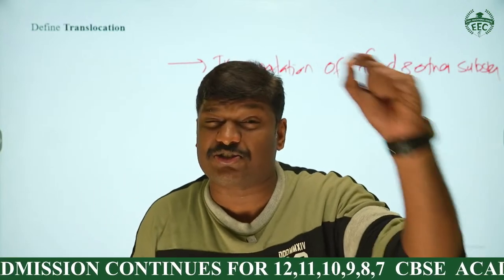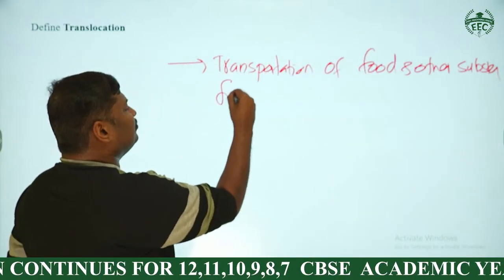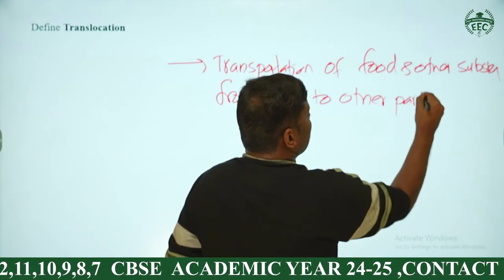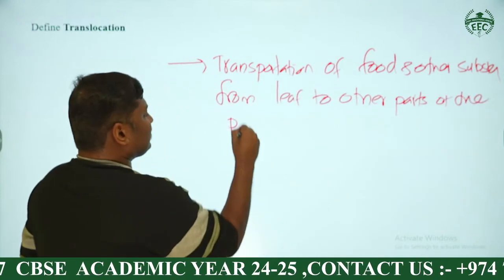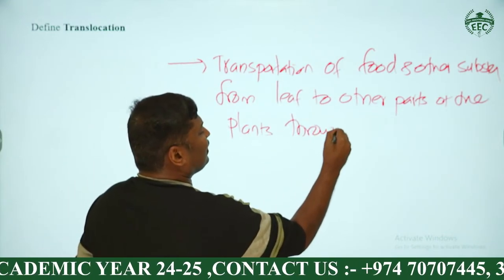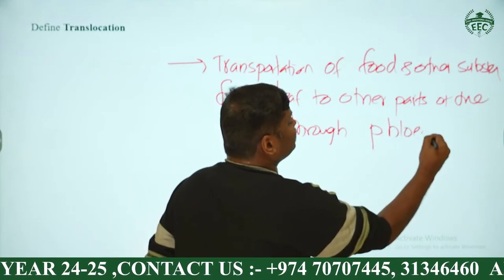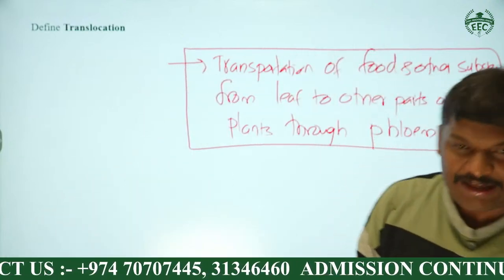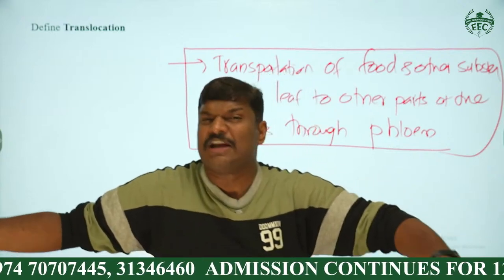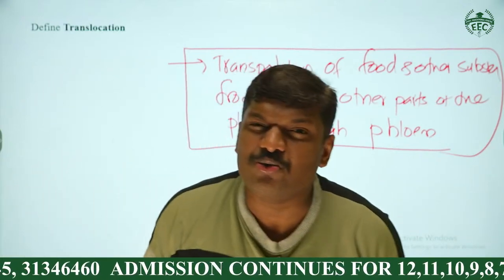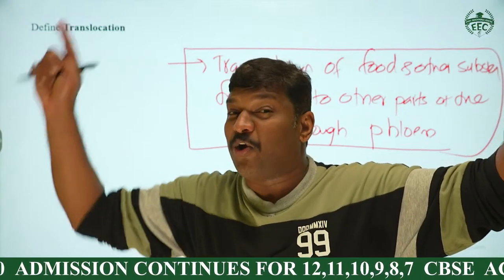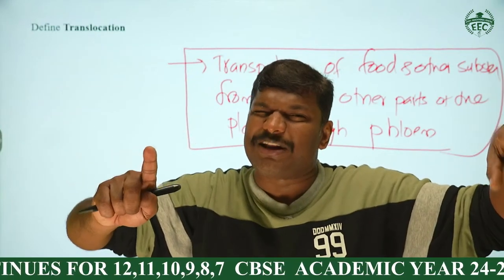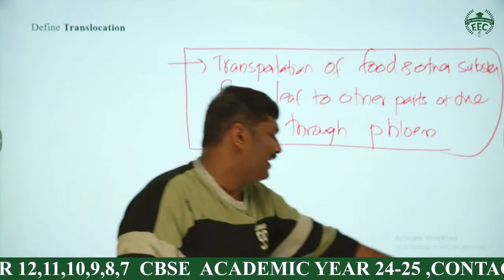Translocation is the process of transportation of food and other substances from leaf to other parts of the plant through phloem. It is not xylem, it is phloem. This is the definition of translocation. Transportation of food and other substances from leaf to other parts through phloem. Xylem can transport water, phloem can transport food. Transportation of water and minerals by xylem and food by phloem. Translocation, important question, my dear students.